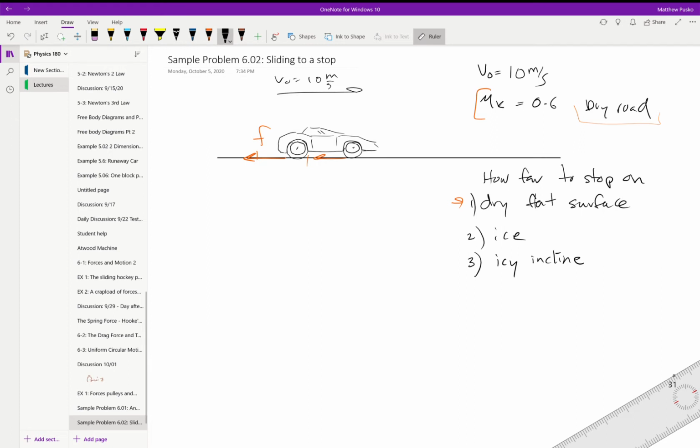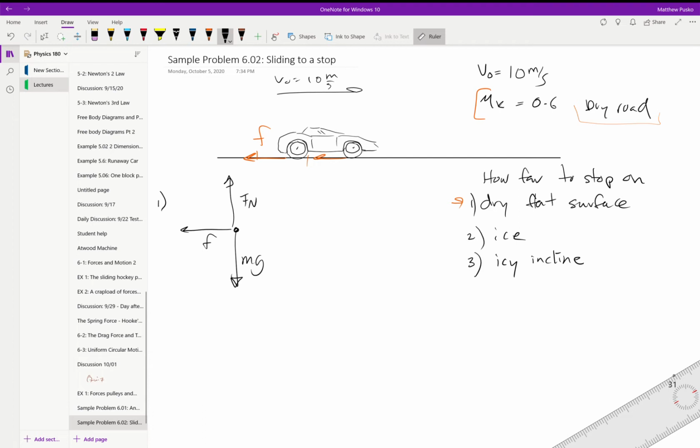On a dry, flat surface, how far does it take to come to a stop? Let's do that one first. Number 1. Well, if we do a free body diagram, and we should always do a free body diagram, we see mg going down, we've got some normal force going up, and the only thing in the x direction is the friction impeding our motion.